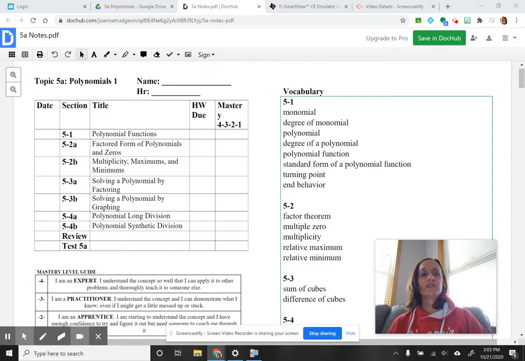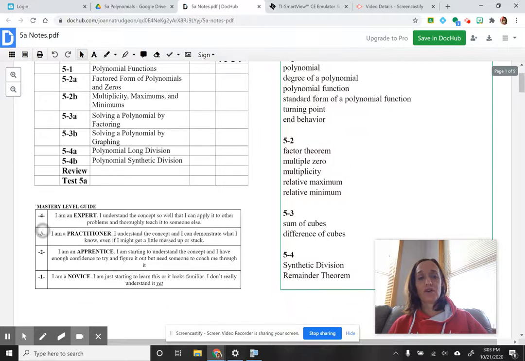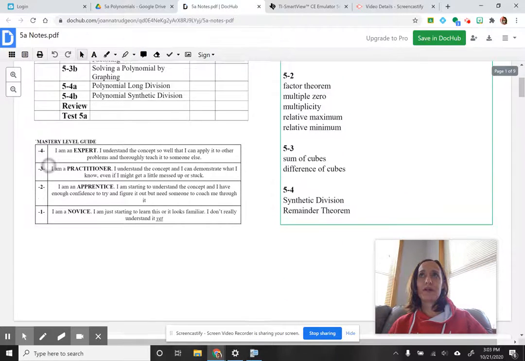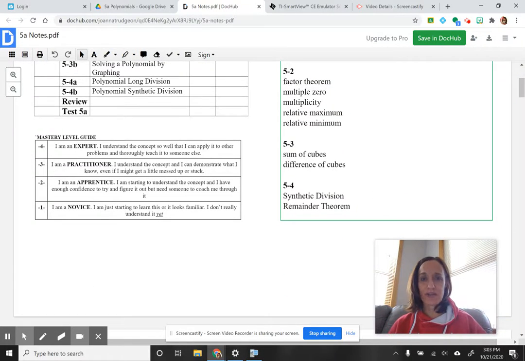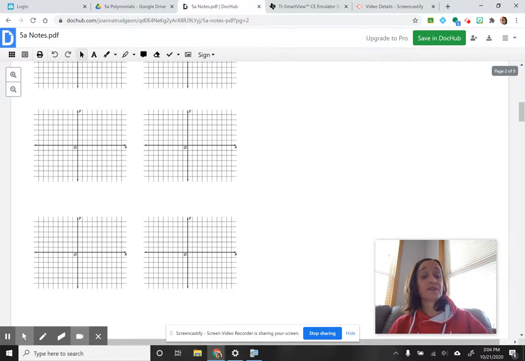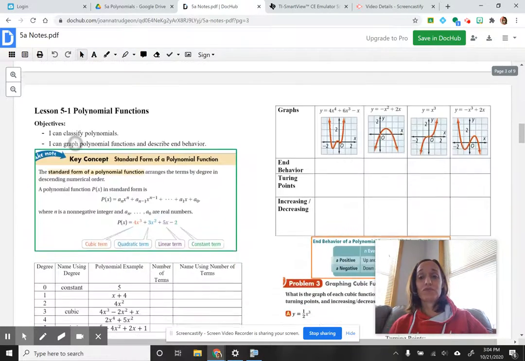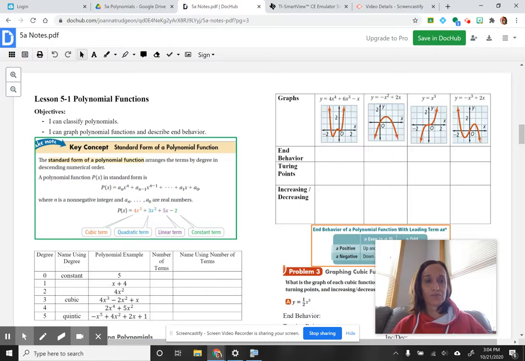So we're starting topic 5A, and this is about polynomials. This chapter is broken up into two parts, 5A and 5B. We're going to learn a little bit about polynomials, doing solving, graphing. Again, everything with polynomials kind of follows quadratics. It's just that instead of being a squared term, x squared, it's x cubed or x to the fourth. But a lot of the things that we learn about quadratics, we kind of use for polynomials. That's why it's good to know your quadratics well.